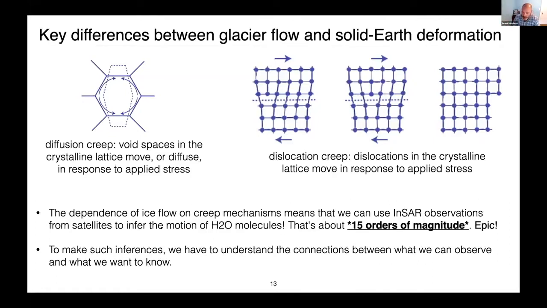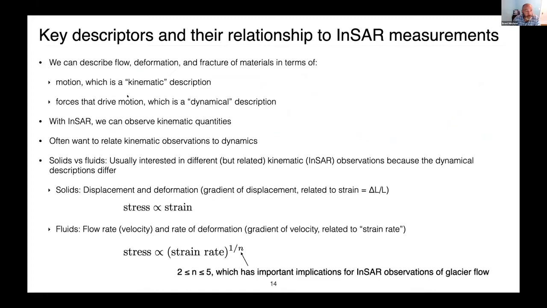But to make these kinds of inferences, to really get at what's going on, we have to understand the connections between what we observe and what we want to know. Now, we can describe the flow, deformation, and fracture of materials in a variety of ways, but basically two main ways that we describe them. We can describe them in terms of motion. This is referred to as a kinematic description, and we can describe them in terms of forces that drive that motion. That's a dynamical description. InSAR gives us kinematic quantities, and we often want to relate these kinematic quantities to the dynamics, so the forces that are driving the motion and the processes that allow it.